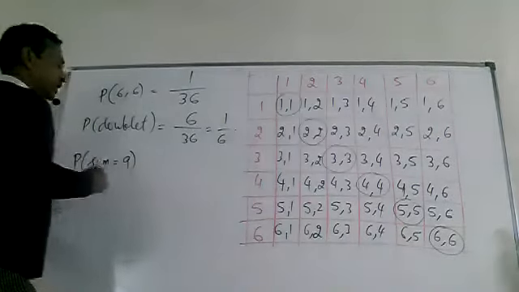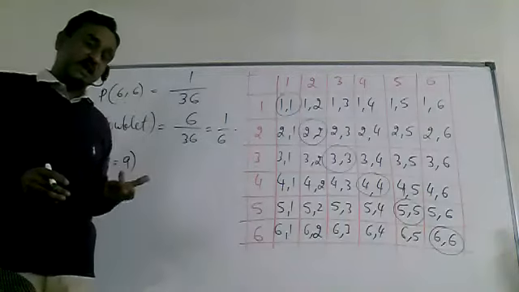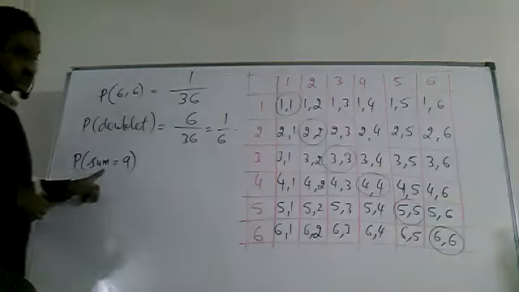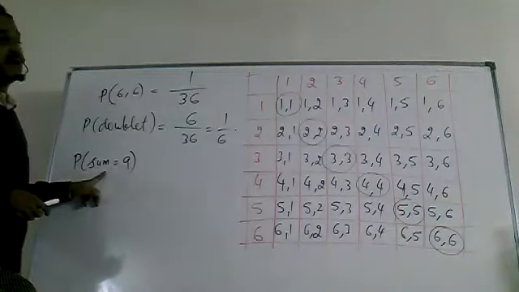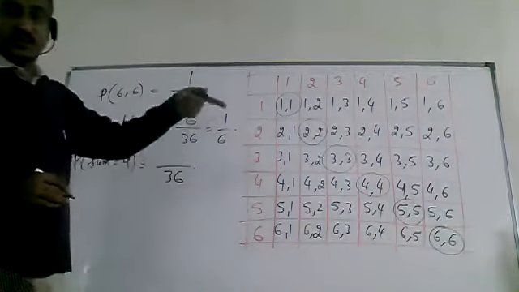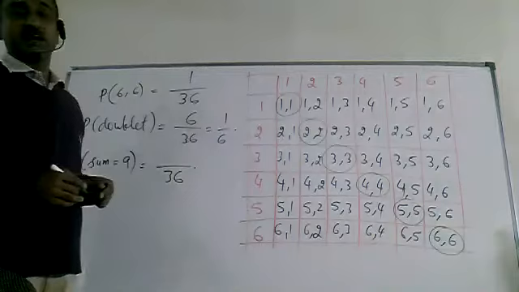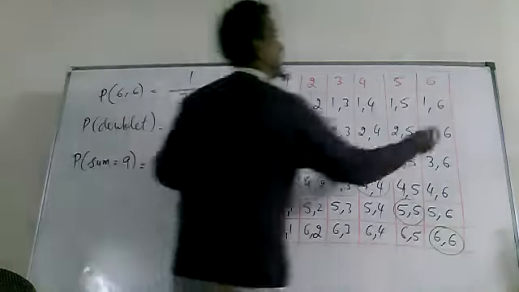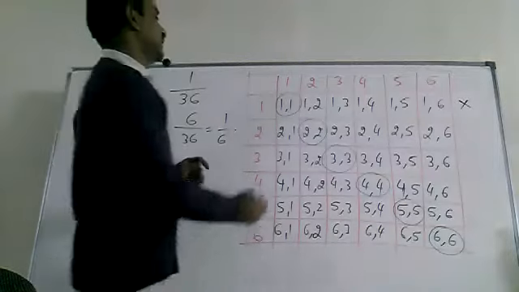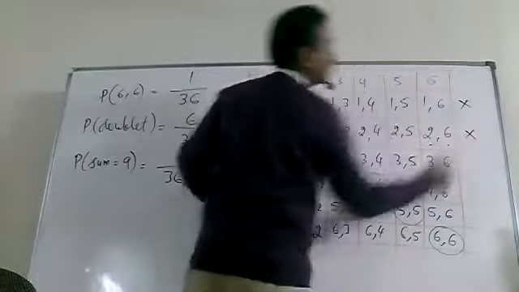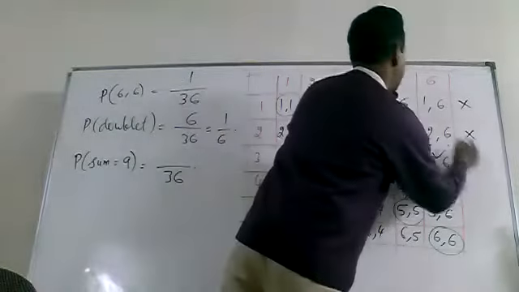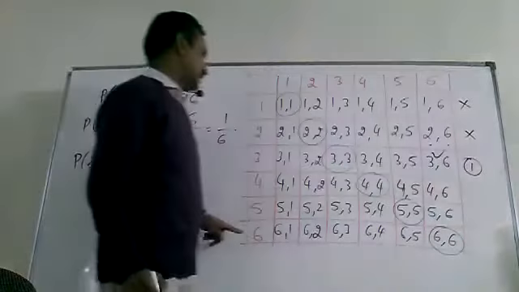Now the probability when you throw two dice and the numbers that appear on the top of the two dice, their sum should be 9. The denominator is again 36 because there are 36 possible outcomes. For favorable cases, the sum should be 9. In the first row, there is no case wherein the sum is 9. Here also the maximum sum is 2 plus 6, which is 8. Here you have a case: 3 plus 6 is 9.